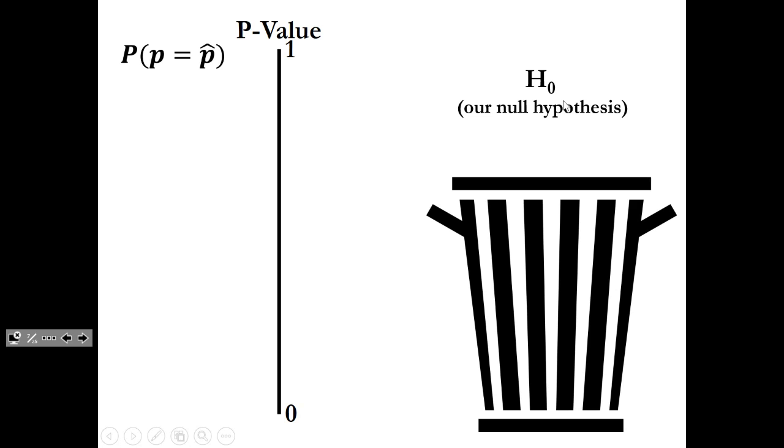And we have a little saying to remember this. If the p is low, so the probability of my sample taking on this value, if this is low, then the null got to go. I'm going to throw it away. I'll reject the null hypothesis. So if you remember, if the p is low, the null got to go.